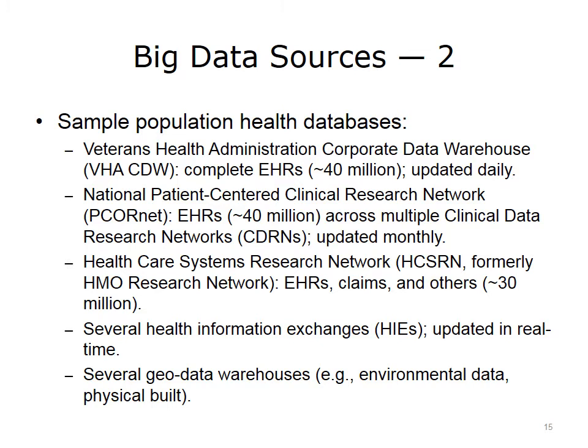The Healthcare Systems Research Network, HCSRN, formerly known as the HMO Research Network, is a standardized data warehouse of shared EHR and insurance claims data among a number of large health systems. Several health information exchanges, HIEs, also have large in-house centralized data warehouses that are updated in real time and provide a unique opportunity to develop real-time population health analytics. And the last group of data warehouses is several geographically based data warehouses that can be used to add additional layers of information for a given population.